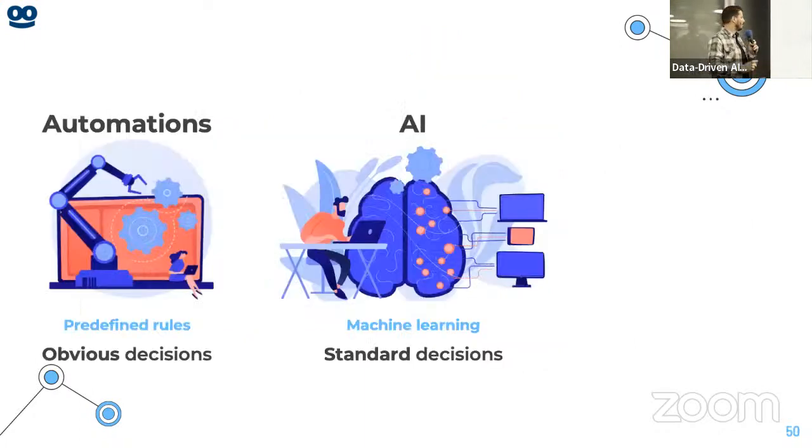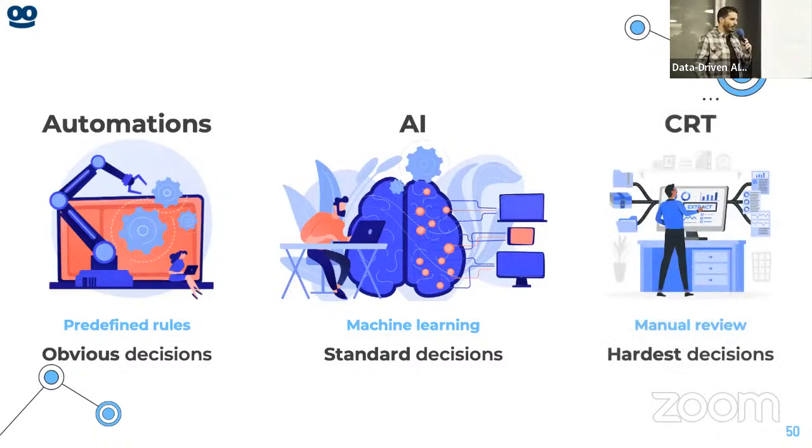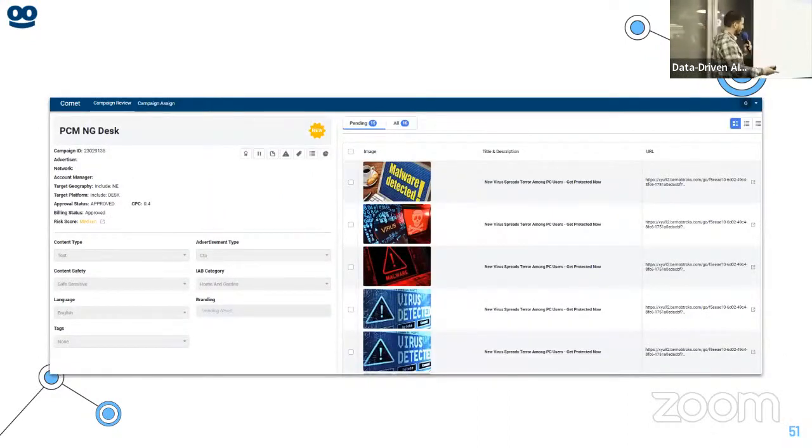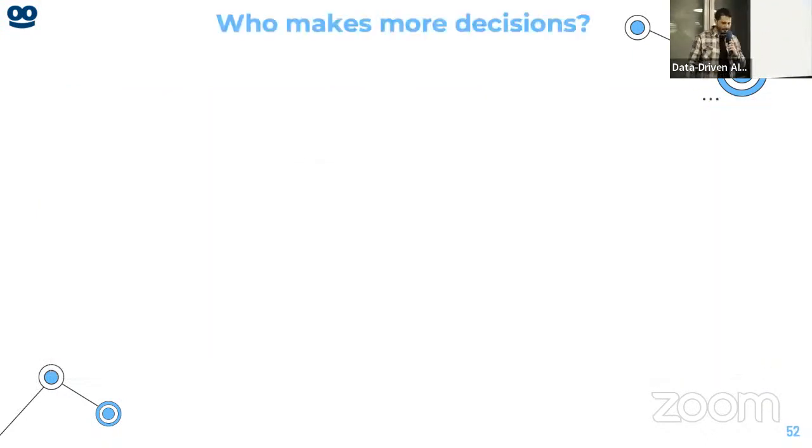And the last content review method is human review. We call it CRT, the content review team. They do the hard work, the hardest decisions, the vague ones. If the category is very risky, they are the ones who decide what it should be. This is a glimpse of their platform, which we call Comet. A human reviewer goes over the queue item by item, opens the URL, and decides what the category is and what the content safety is. And no pictures, please. I'm kidding, you can take pictures. So these are the three different methods that we have.